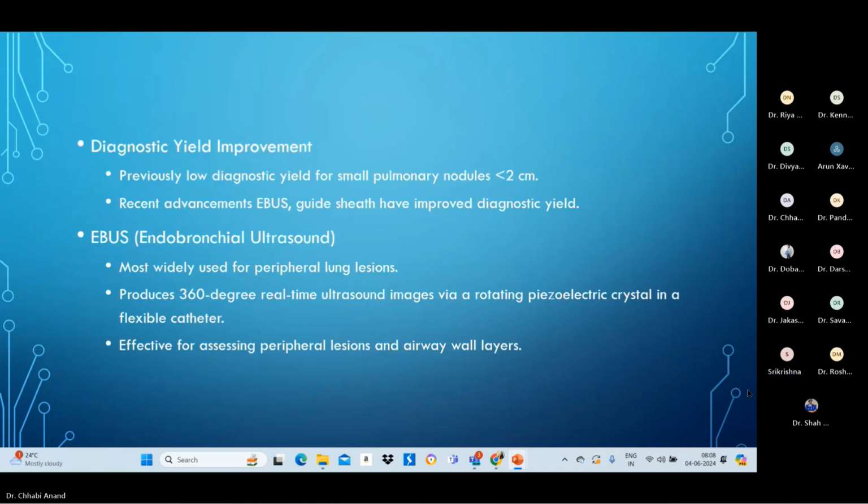Diagnostic yield improvement. Previously low diagnostic yield for small pulmonary nodules, less than 2 centimeters. Recent advancement, EBUS guide sheath, has improved diagnostic yields. Most widely used for peripheral lung disease, it produces a 360-degree real-time ultrasound image via a rotating piezoelectric crystal in a flexible catheter, effective for assessing peripheral lesions and airway wall layers.